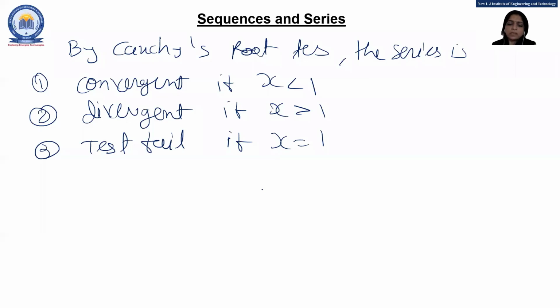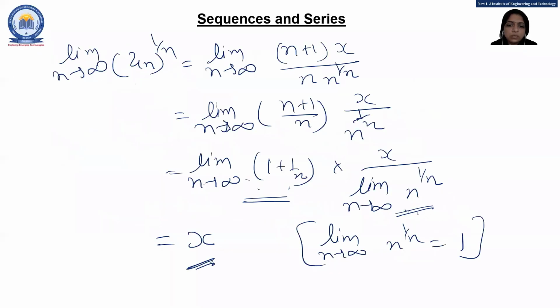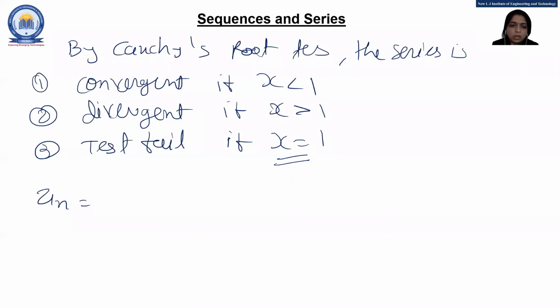So I am going to apply the comparison test for x equal to 1, and for the comparison test, what is my nth term? Students, listen carefully. For x equal to 1, what is my remaining term? (n plus 1) whole raised to n upon n raised to n plus 1. So for x equal to 1, my nth term is (n plus 1) whole raised to n upon n raised to n plus 1.